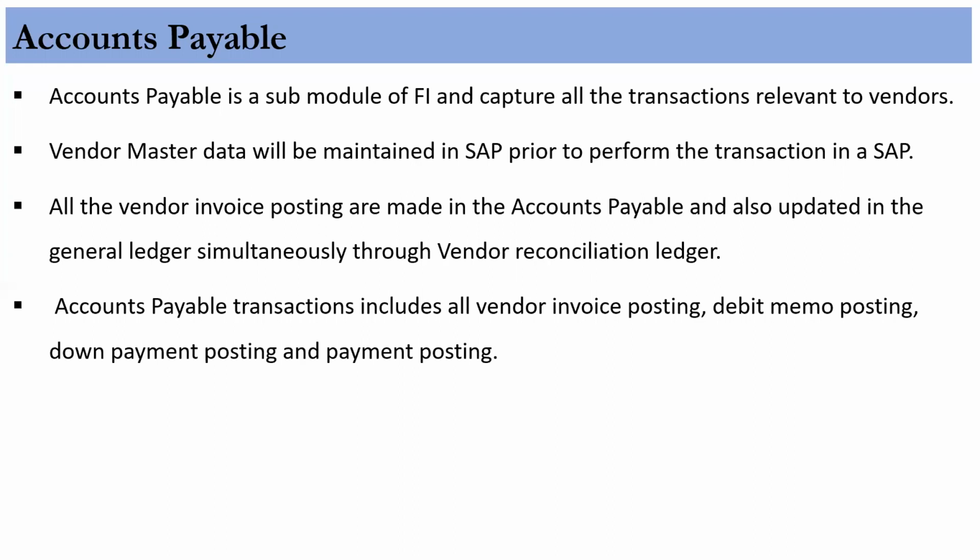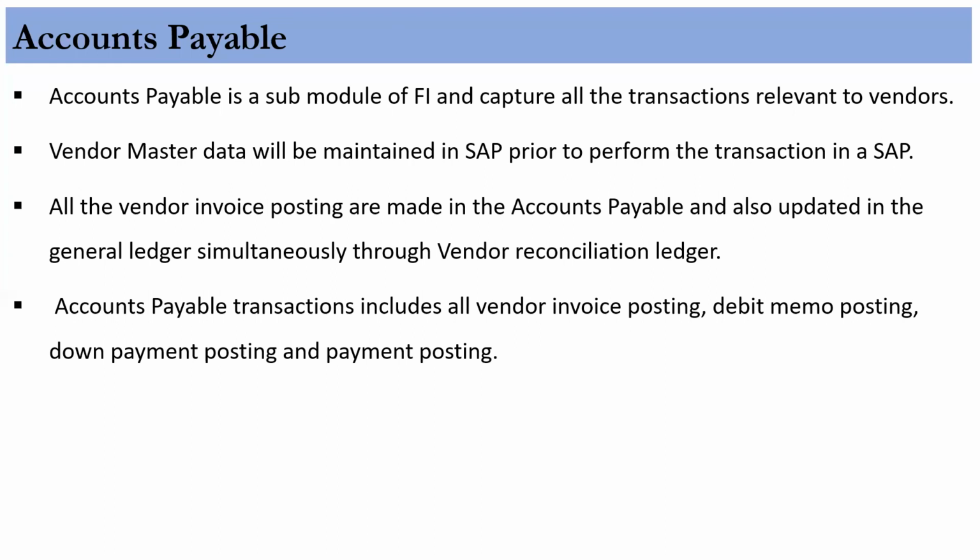All the vendor invoice postings are made in accounts payable and are also updated in the general ledger simultaneously through the vendor reconciliation ledger. So whatever transactions are posted in accounts payable are also updated in general ledger accounting through the vendor reconciliation ledger. I will show you this later. Accounts payable transactions include all vendor invoice postings, debit memo postings, down payment postings, and payment postings. These are the transactions we post through accounts payable.